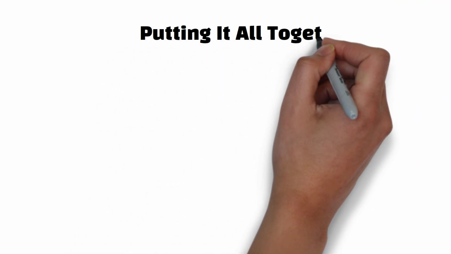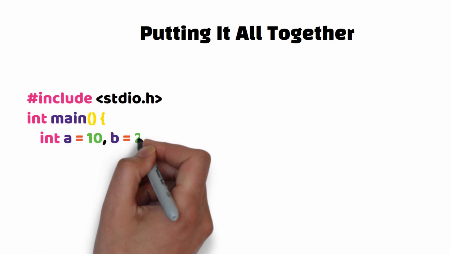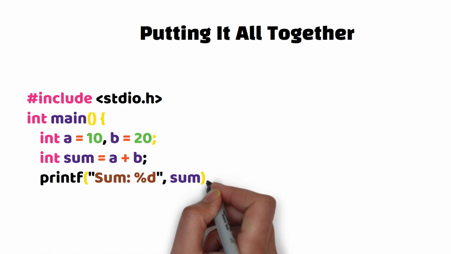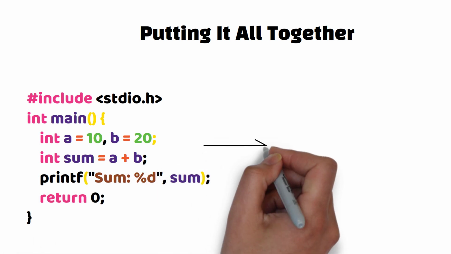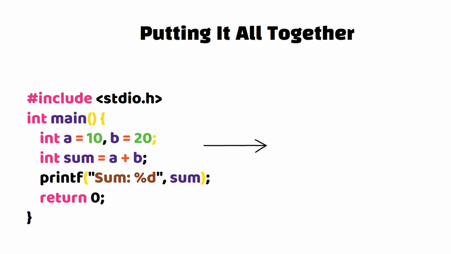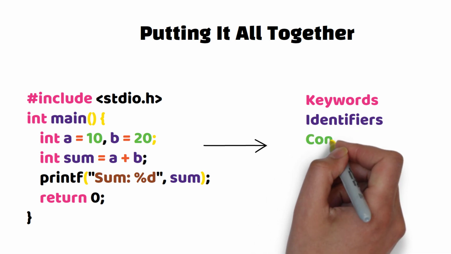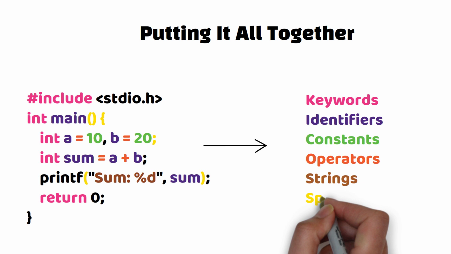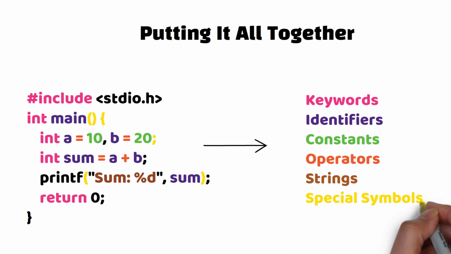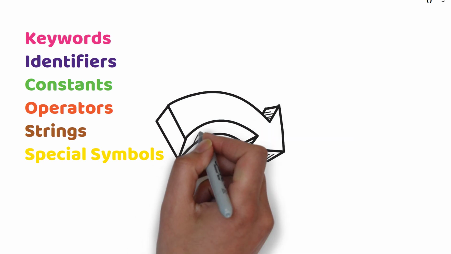Now let us revisit our program. Here's how the tokens are categorized. Hash include and int are keywords. Main, a, b, and sum are identifiers. 10 and 20 are constants. Plus and equal to are operators. Whereas the opening curly bracket, closing curly bracket, semicolons, and the round brackets are special symbols. Well, every part of this program is a token, working together to form a meaningful C program.